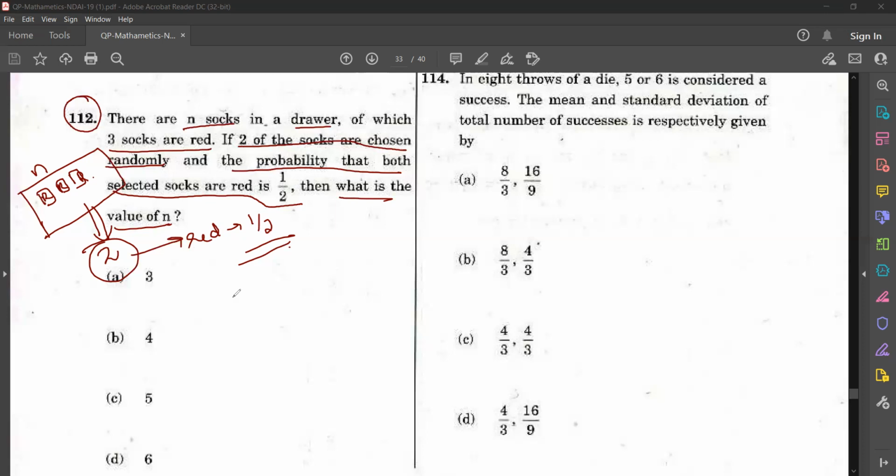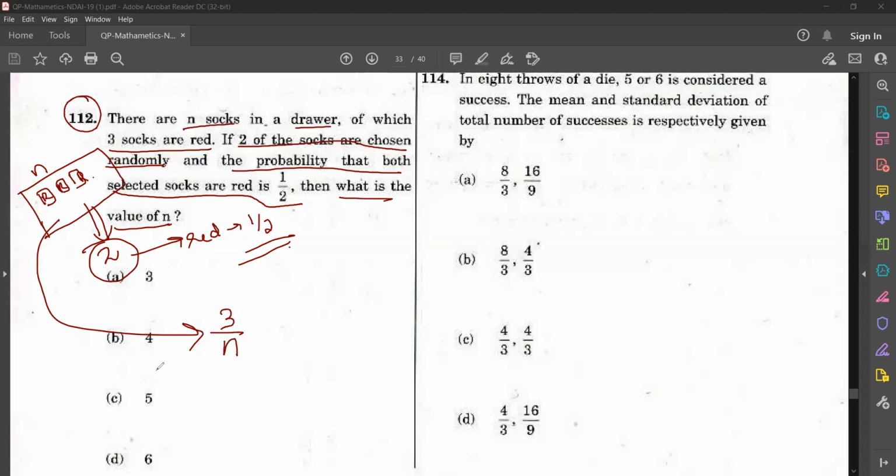Okay. So if you are choosing the first sock, what is the probability that it is red? It is 3 by n, isn't it? Because totally 3 reds are there. Total number of socks is n. So for the first sock to be red, the probability is 3 by n.